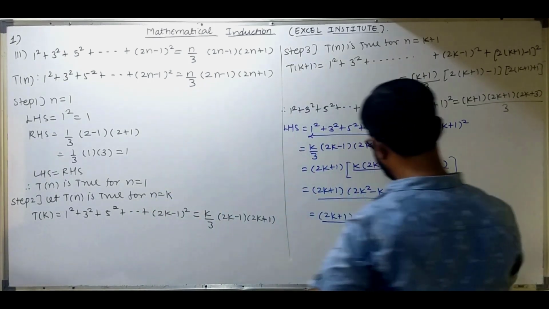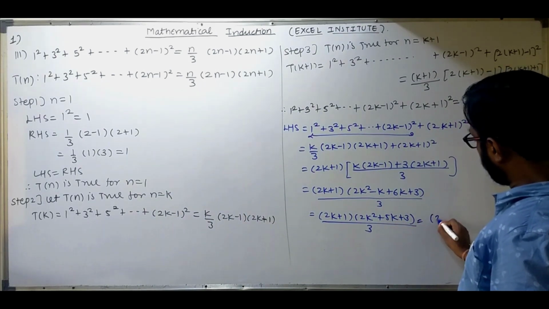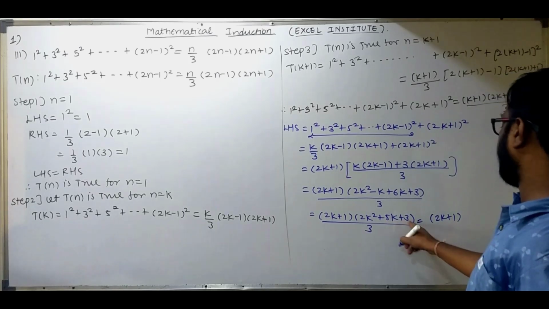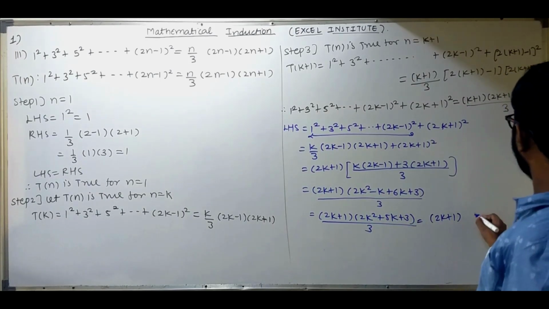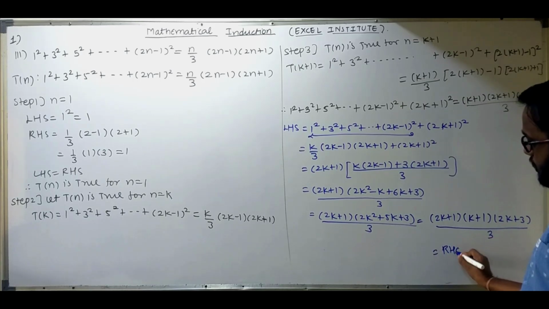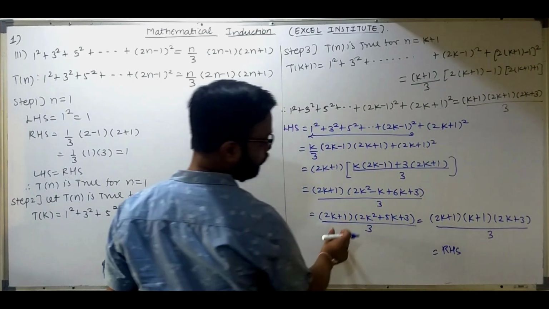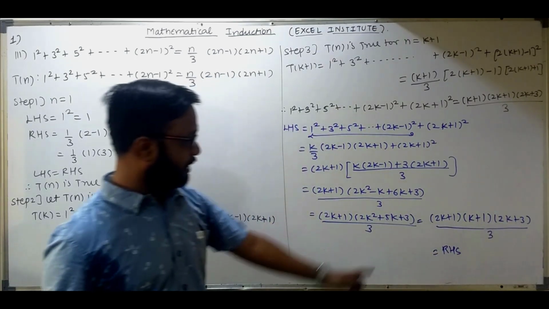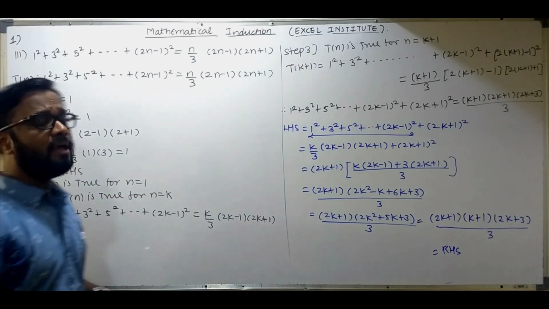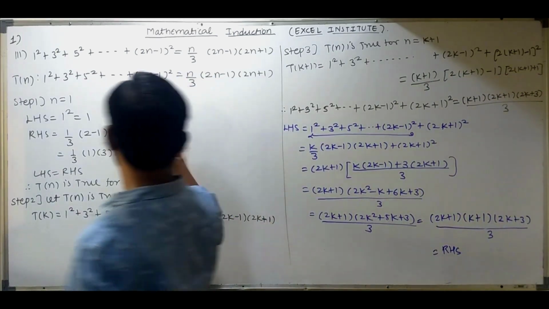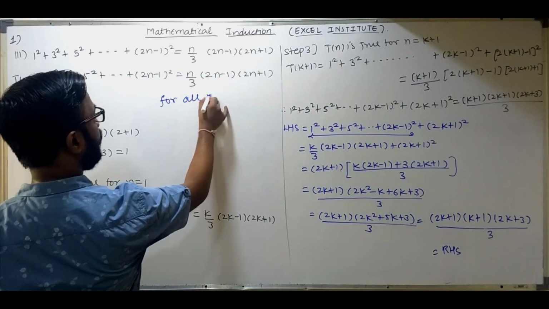Now we can factorize this 2k square plus 5k plus 3. If you factorize, you get 2k plus 3k plus 3, where from 2k you take 2k common, and from 3k plus 3 you take 3 common, so k plus 1 is common, giving k plus 1 times 2k plus 3. So basically I get this only, which is equal to the RHS. Hence by the principle of mathematical induction, T of n is true for all n belongs to capital N.